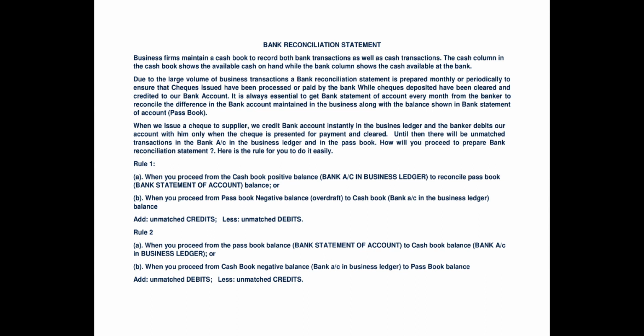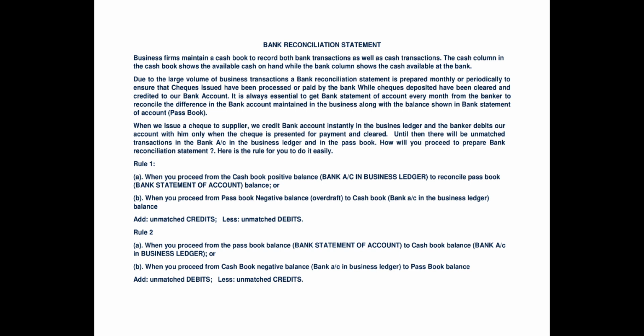When we issue a check to a supplier, we credit the bank account instantly in the business ledger, but the banker debits our account with him only when the check is presented for payment and cleared. So this is an unmatched credit. There is no corresponding debit in the bank account. Always understand, when money goes out from the company, we credit the bank account. However, the banker debits our account when he pays money from our bank account. So it is the opposite entry there.